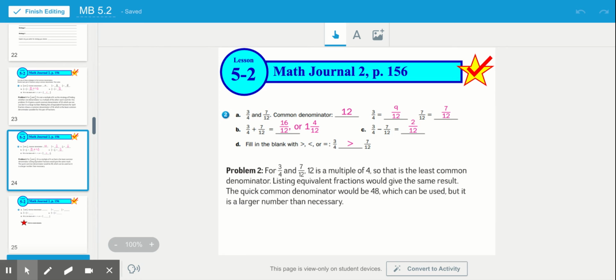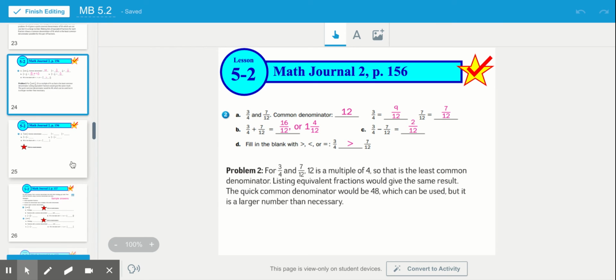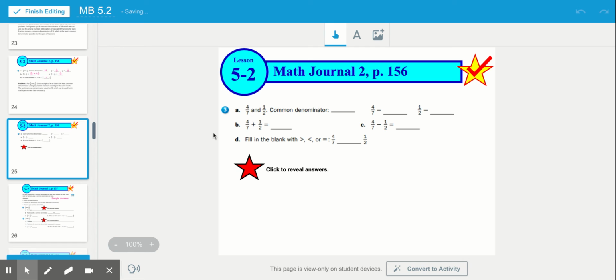B, if we add the two fractions, we get 16/12 or 1 and 4/12. You could even have something different if you went even further. You could have 1 and 1/3. C, if we subtract them, we can have 2/12, or you could reduce it even more and have 1/6. And we know that 3/4 is greater than 7/12. Again, explanation for problem 2 at the bottom. Pause if you'd like to read.